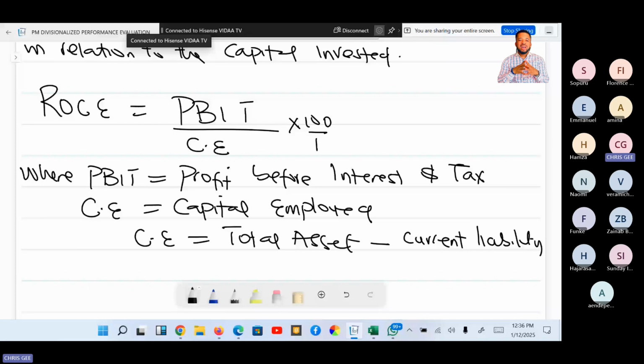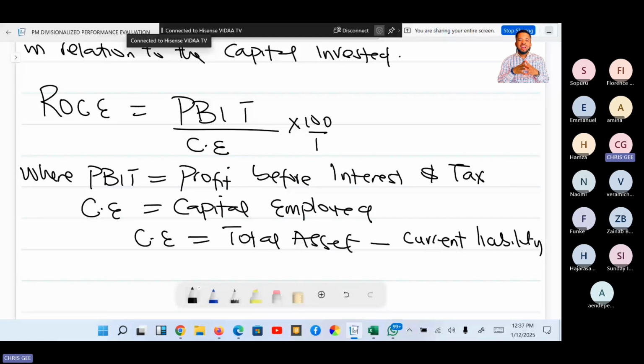So this is the first one, ROCE. You can also look at it as ROI, and I'll explain the difference to us. We said it's profit before interest. Remember, who are we trying to appraise here? The profit center manager or the divisional official. Exactly. So who is appraising them? The head office is appraising them. Why are they appraising them?